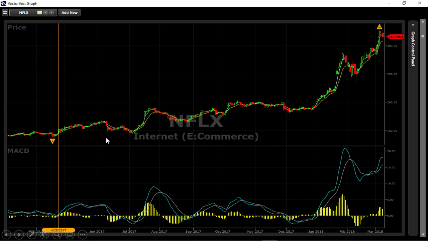Okay? So here we have an example. Let's talk about the MACD first. We've got a chart here of Netflix. I added the MACD to the bottom of the chart. The most common use for the MACD is to look for times when the histogram bars, that's these yellow bars at the bottom, go from below zero to above zero. That's considered bullish. Above zero to below zero, that's considered bearish.